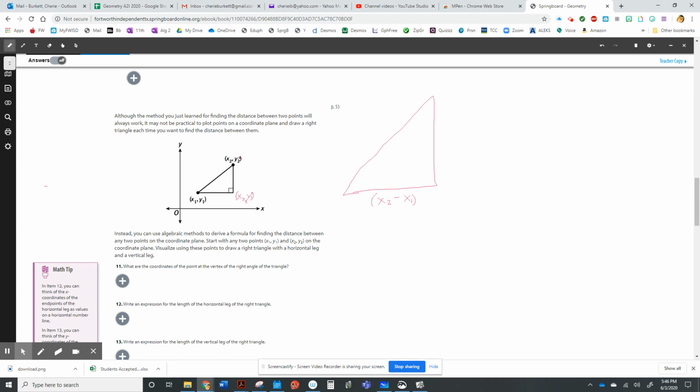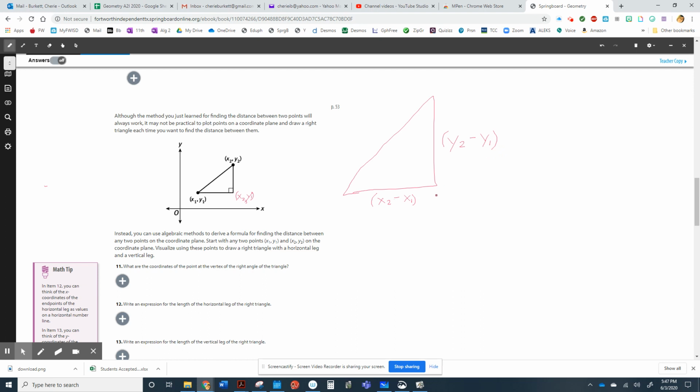Okay, and what's the length of this one? Well, it's just a vertical number line, and on a vertical number line, the things that change are your y values. So how far apart are those two y values? The ruler postulate says that in order to find out how far apart two values are, you subtract the smaller one from the bigger one. So we're going to subtract the one on the bottom from the one on the top. So this distance right here is going to be whatever value we get when we say y2 minus y1.